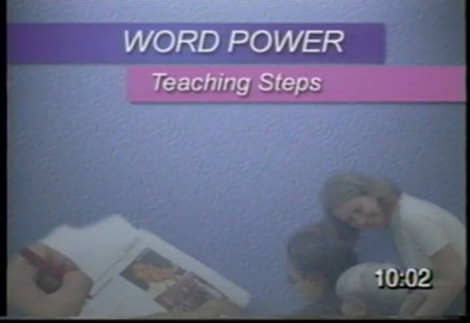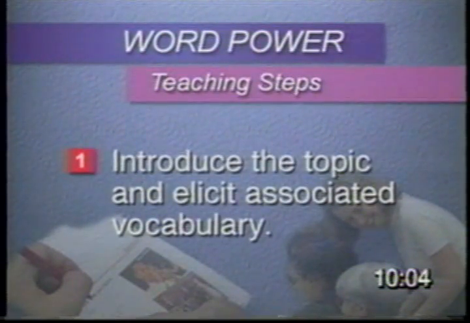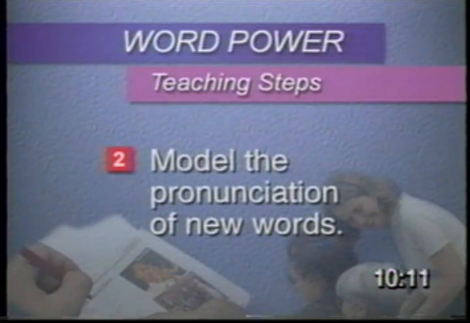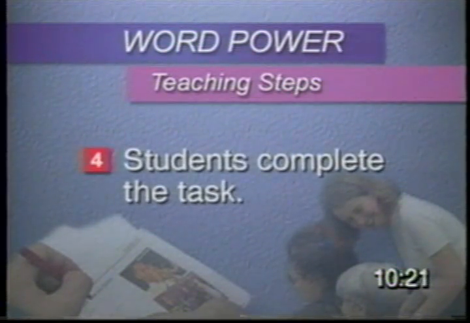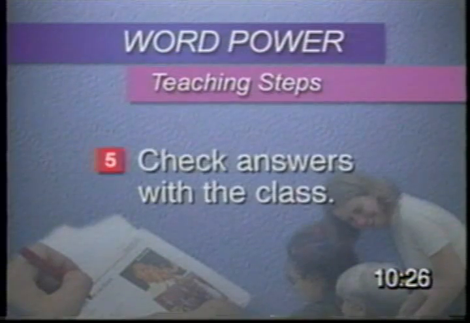There are 5 general teaching steps for word power. Step 1. Introduce the topic and elicit associated vocabulary. Step 2. Model the pronunciation of new words. Step 3. Explain and model the task. Step 4. Students complete the task. Step 5. Check answers with the class.